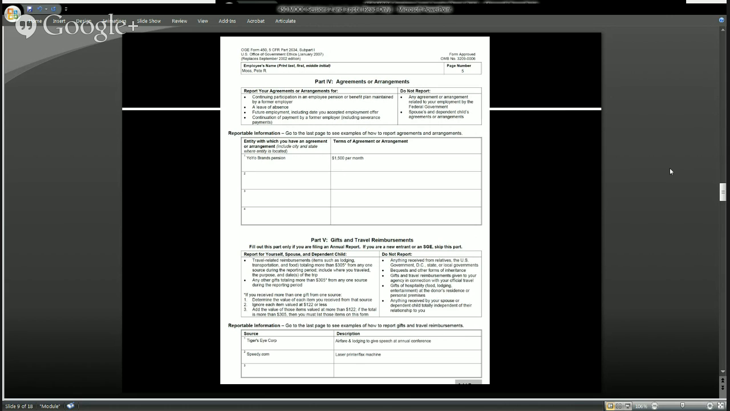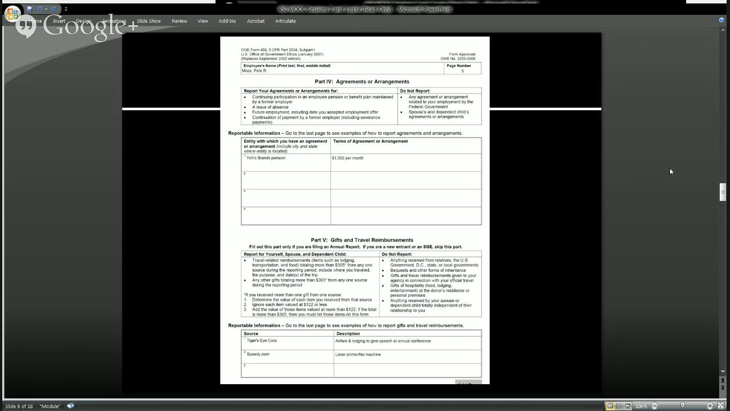Here we see that he has provided us some additional information about that entry for Yo-Yo Brands, his pension with Yo-Yo Brands. And it says the terms are $1,500 per month. This isn't a fantastic description of the terms of his pension. It suggests that it's probably a defined benefit plan, that at some time in the future, Yo-Yo is going to provide him $1,500 per month in retirement benefits. If we had more information on a previous report, I might just move that information over and let Pete know that.